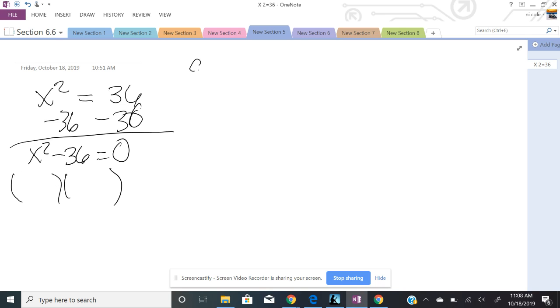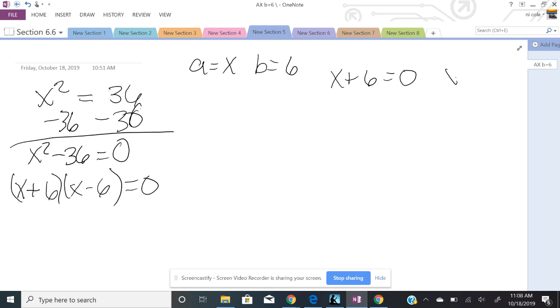So my A is equal to x. My B is equal to 6. And the last thing is I have that minus. So I'm going to have x plus 6 and x minus 6 equals 0. So now I can solve. So that would be x plus 6 equals 0 and x minus 6 equals 0.